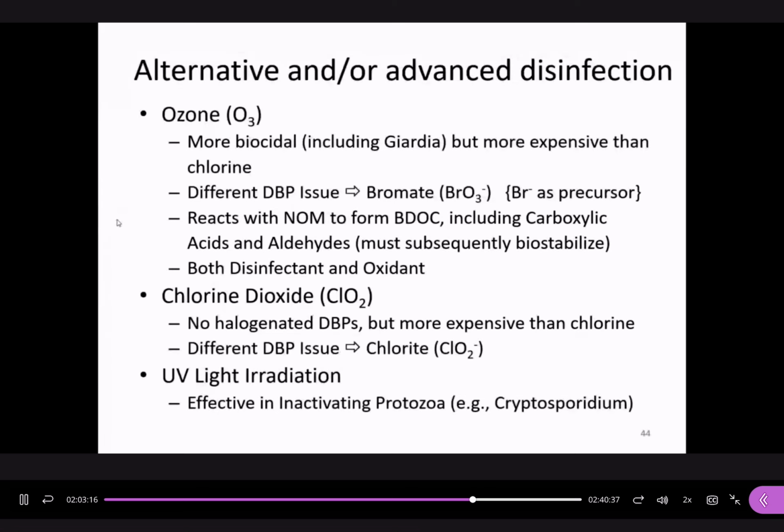Ozone reacts with NOM to form biodegradable DOC, including carboxylic acids and aldehydes. These are not toxic, but they are carbon, so the water must be subsequently biostabilized. It is both a disinfectant and an oxidant. We could have chlorine dioxide, another type, but it is more expensive. Then we could have UV, ultraviolet light irradiation.